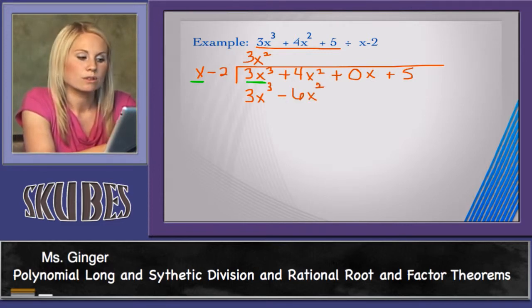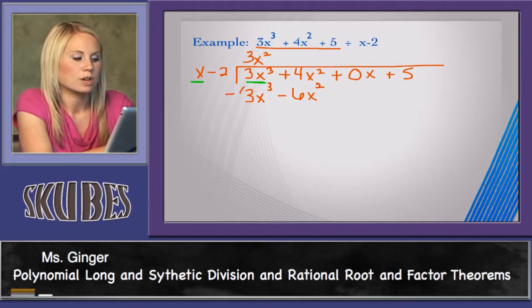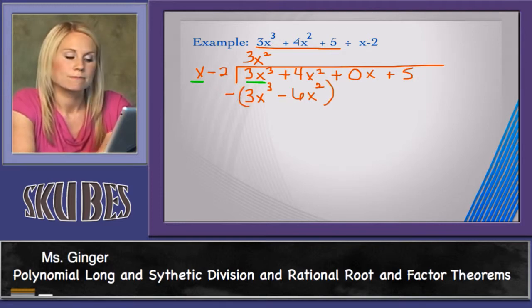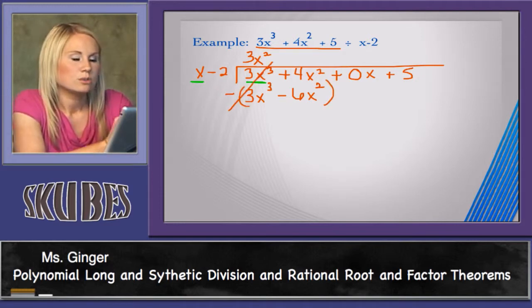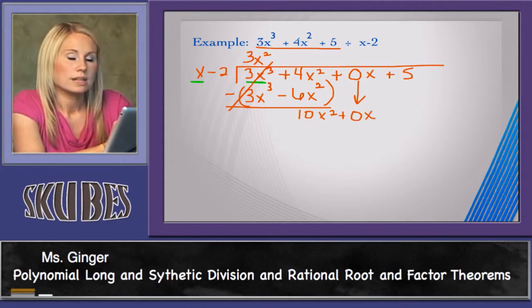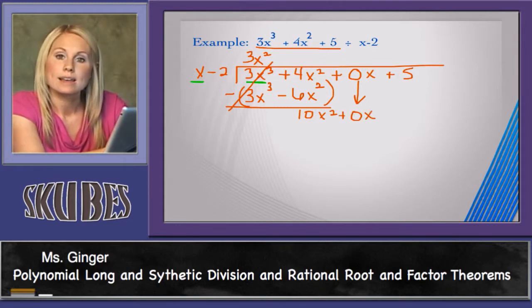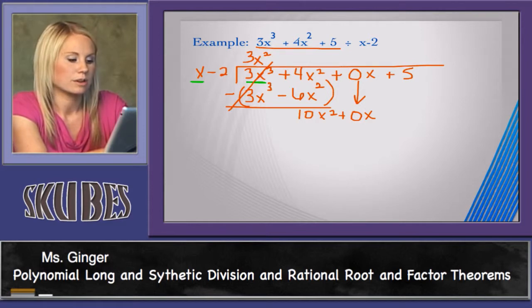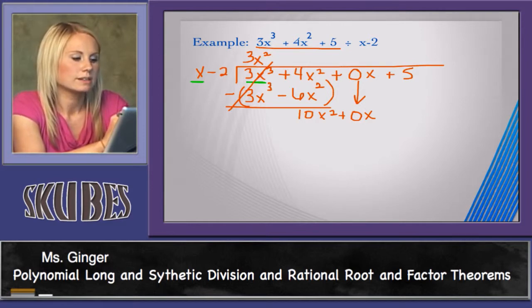And just as in regular long division, now you want to subtract the whole expression. These two should always go away, the first things that you did. And now we have 4x squared plus 6x squared, which gives us 10x squared. Drop down our next term and we're ready to go again. All right, so 10x squared divided by x, my first term in the expression out here, will be 10x.